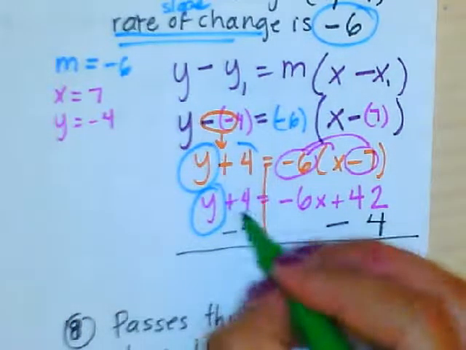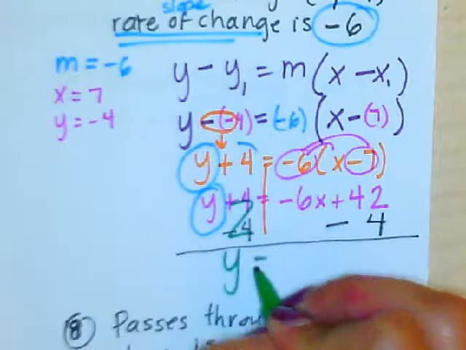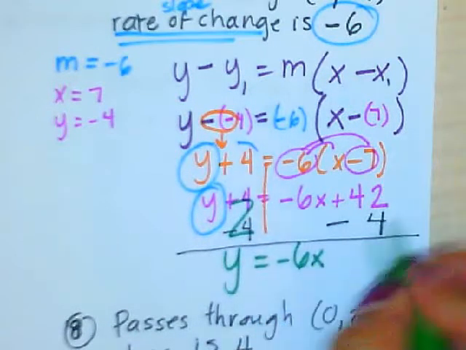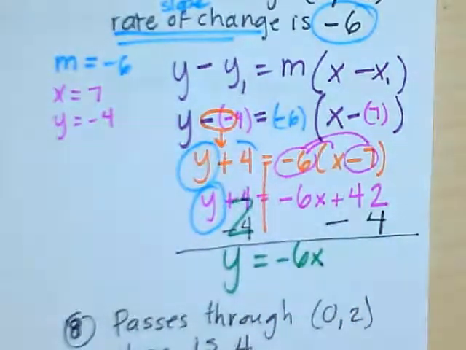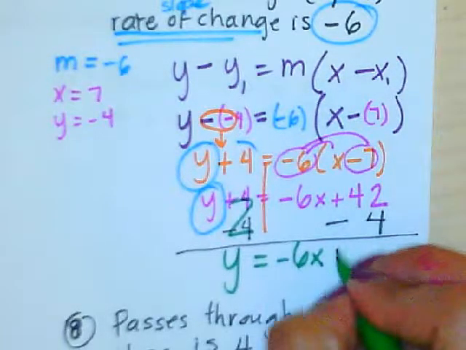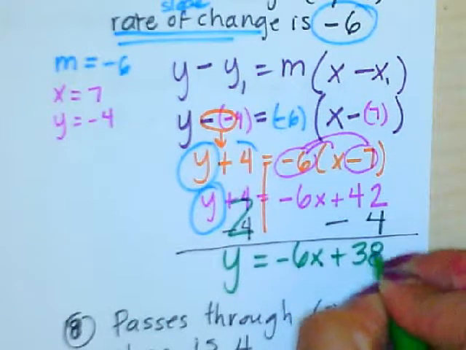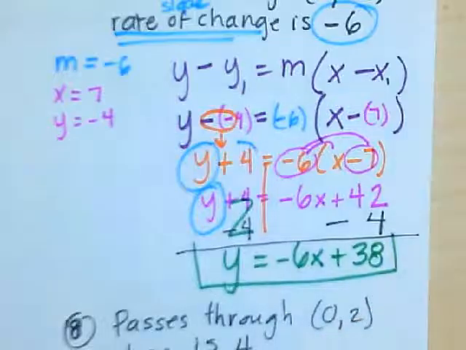So after I do that, these cancel out. I have y alone like I want it. I have -6x, and +42 minus 4 gives me +38. And that's the equation.